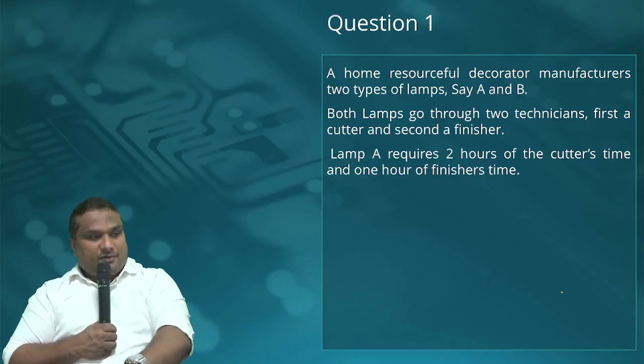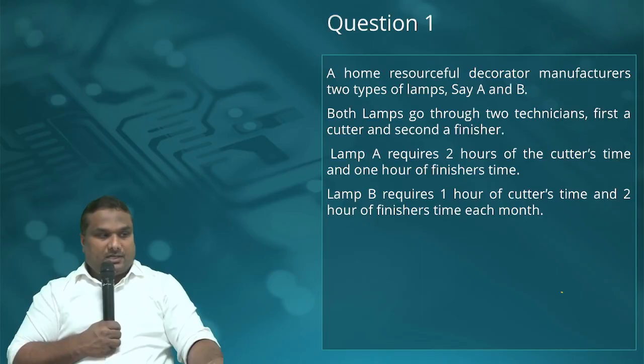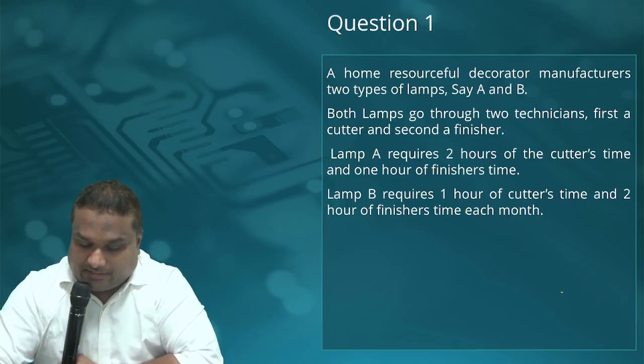1 hour of finisher's time. Next say, lamp B requires 1 hour of cutter's time and 2 hours of finisher's time. Oh, actually the word each month should be removed. Okay, finisher's time, that is enough. That is enough, more than enough.